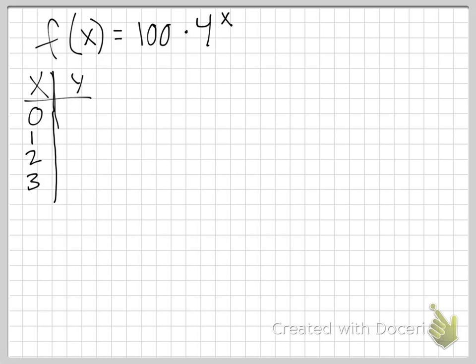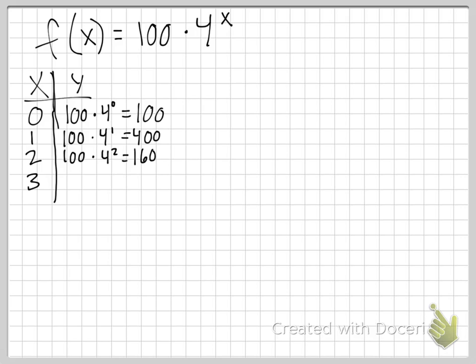So, 100 times 4 to the 0. Well, anything to the 0 is 1, so that's just 100. 100 times 4 to the 1. That's 100 times 4, so that's 400. 100 times 4 squared. That's 16 times 100, so we get 1,600. Then 100 times 4 to the 3rd. That's 100 times 64, so that gives us 6,400. So the biggest thing is that you're going to adjust your units based on your points.